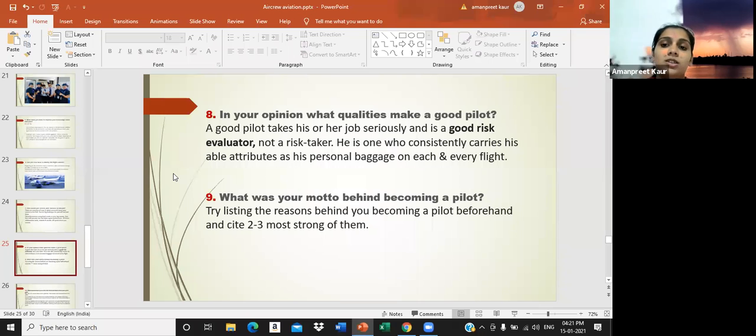Now, in your opinion, what qualities make a good pilot? A good pilot takes his or her job seriously and is a good risk evaluator, not a risk taker. He is one who constantly carries his attributes and has his personal baggage on each and every flight. What was your motive behind becoming a pilot? Here, the answer should try listing the reasons behind you becoming a pilot beforehand and cite two or three strong ones of them. You can say it was your dream job or something like that.